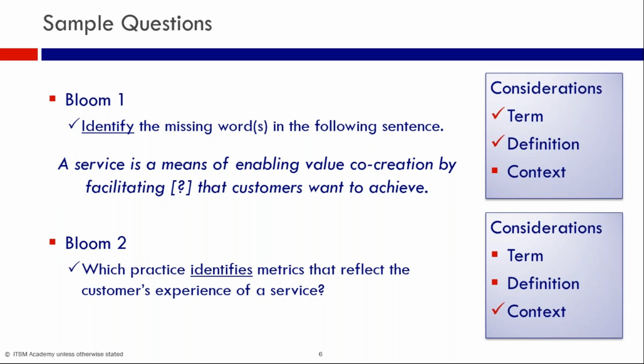The second use of the word identifies in the Bloom 2 question is really trying to get to the context, not the definition. So in this case, which practice identifies metrics that reflect the customer's experience of a service. It's not asking you to define a practice. It's not identifying or defining a metric. It's trying to place a particular practice in a context. And that's really what we're trying to see is, can you take that term and use it in a sentence, right? So this is your typical use the term in a sentence, and that's the context.